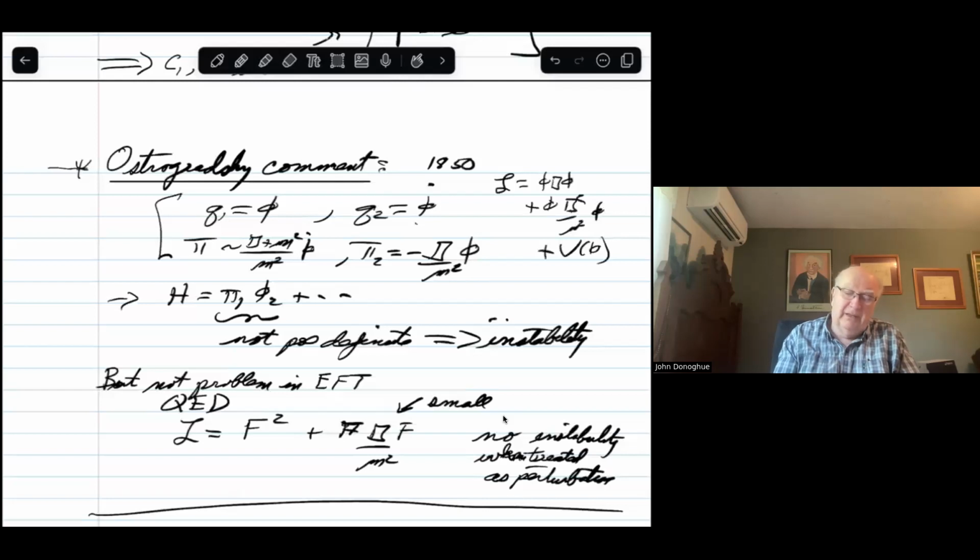It's a longer story that I can't get into here, but I've given you the essential point: any instability that comes from the phrasing of Ostrogradsky is not a problem in effective field theories when treated in the domain where the effective field theory is valid. Okay, I hope, does that answer the question enough?